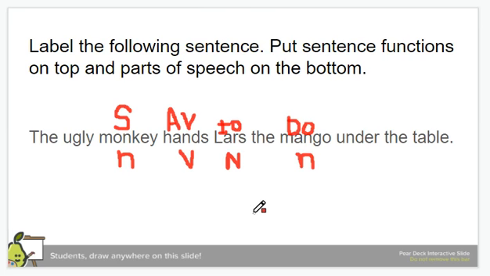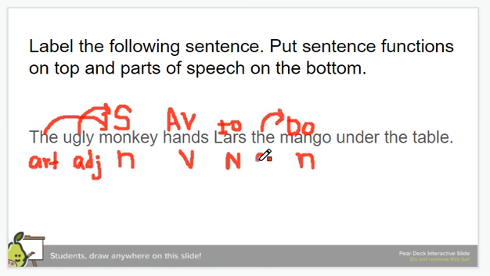Okay, now let's take a look because the rest here, it's just modifiers. We've got the. Okay, well, that tells us which monkey, right? And a and the. There's the bell, guys. Our articles. We've got ugly, which tells what kind of monkey. Okay, and what modifies nouns? Adjectives. I guess I should make that look like an A. Okay, now again, we've got another the. Okay, what? The mango. Okay, again, article, which we are categorizing as a subspecies of adjective.